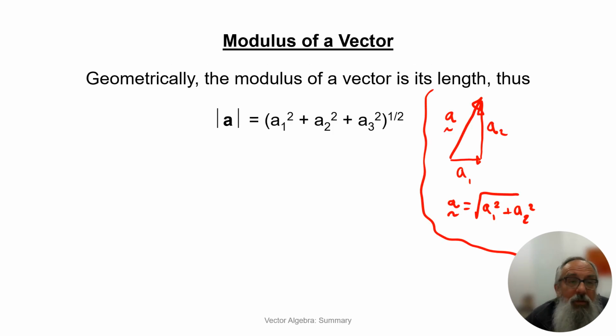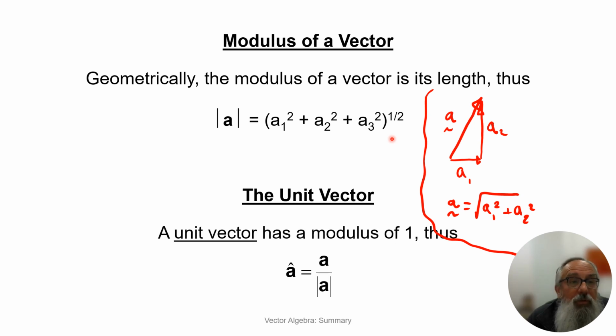Modulus of a vector, simple. We apply Pythagoras to the three components, square each, sum them and take the square root. A unit vector is the vector divided by its magnitude. So if we worked out the magnitude of this unit vector, it will be 1. It's always going to be 1. But it's a vector in the direction of the original vector.